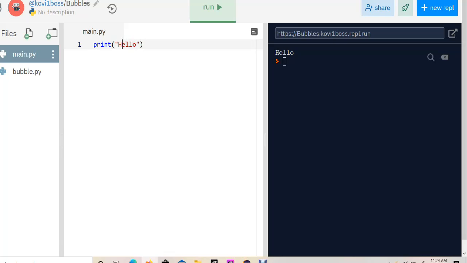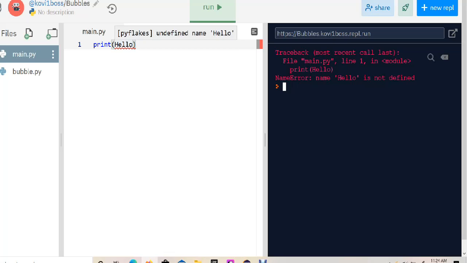So if I were to get rid of the quotation marks, for example, what do you think would happen? Hello is not a function. Hello must be assigned, but you do not need to worry about what that means. Just remember that when you make a print statement, you must have quotation marks.